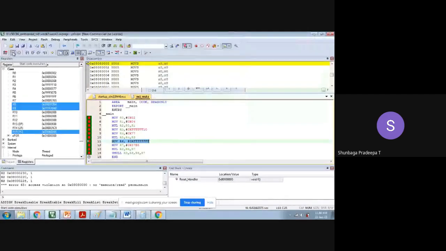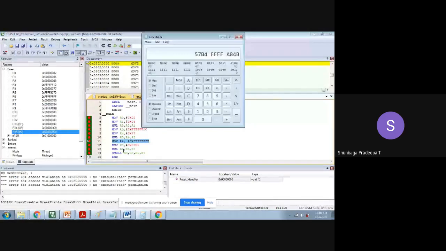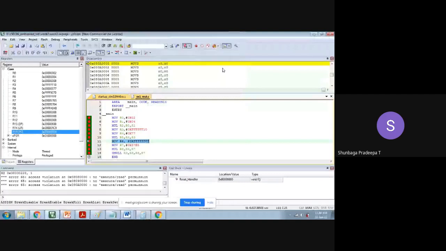So this you can observe from the simulated example. You can see that R7 is loaded with 57B5, R6 is loaded with FFFF. So these two you are multiplying, and if you look into the R8 register, it is 57B4, and R9 is the lower 32-bit data. So now we are able to see all the result in two different registers. Okay, is that clear? Any doubt you have?